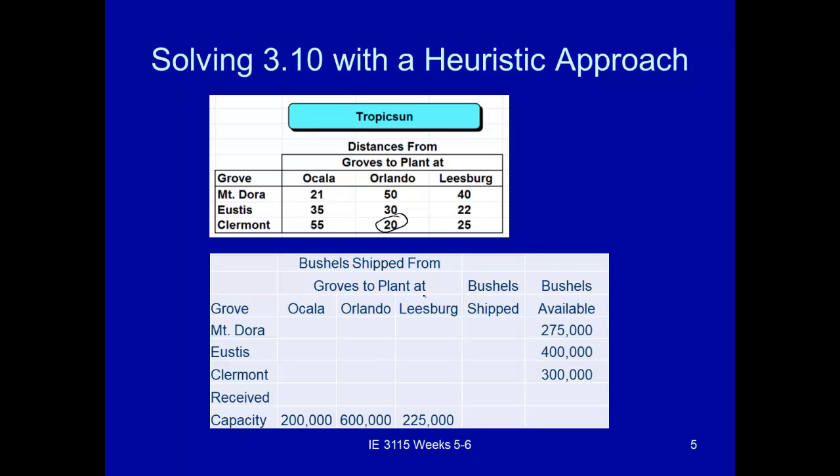We're going to say that's Clement to Orlando. How many do we have here? The bushels available here are 3,000, and the capacity here is 300,000. So let's just ship 300K for now, using up all of them. Here, you still have 300 capacity left. Then where do you go next?